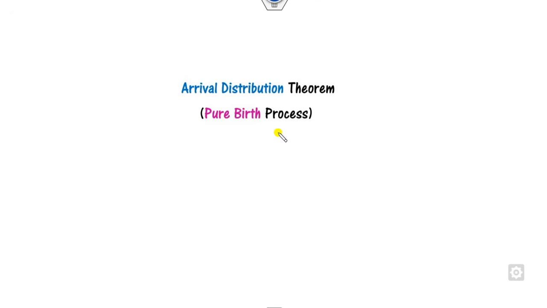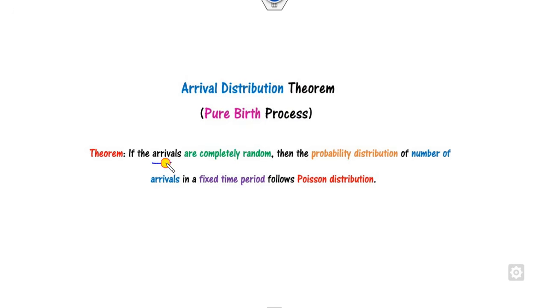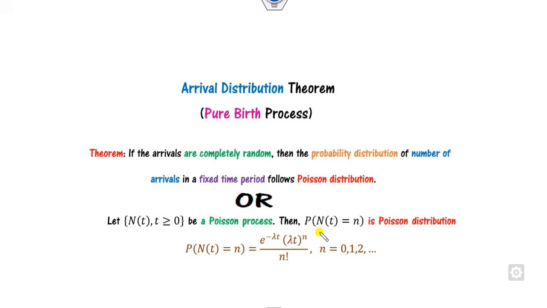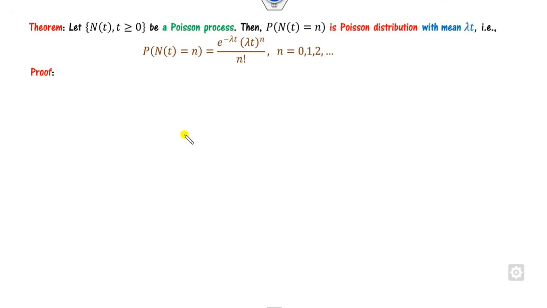Now the next one is that we can define the arrival distribution theorem, also called the pure birth process. What is the meaning of that? If the arrivals are completely random, then whatever the distribution function of this is, it follows the Poisson distribution. Or in other words, the probability of this counting process, or the Poisson process, will follow the Poisson distribution. The proof is very simple.